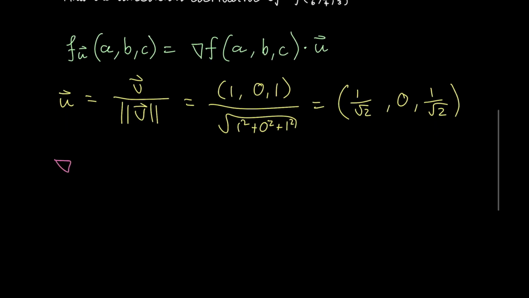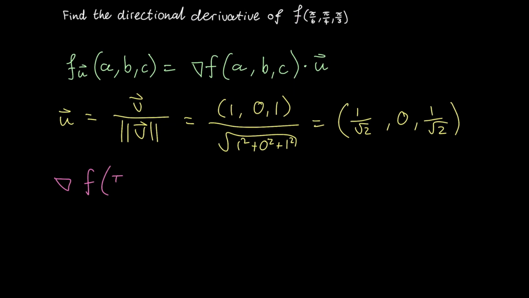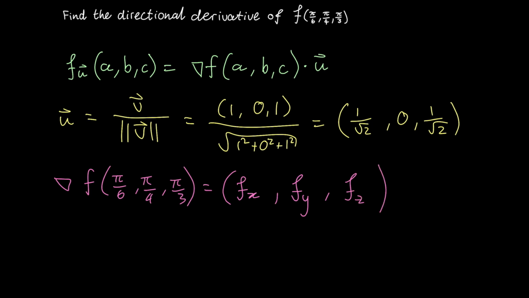Now let's find the gradient vector. Let's use our specific point now because we actually have it: pi by 6, pi by 4, and pi by 3. The gradient is equal to the vector containing the partial derivatives, fx, fy, and fz, and these partial derivatives are evaluated at this point. So let's work out the partial derivatives.